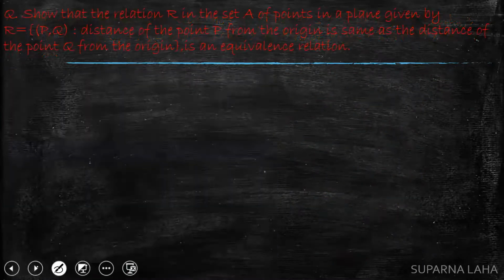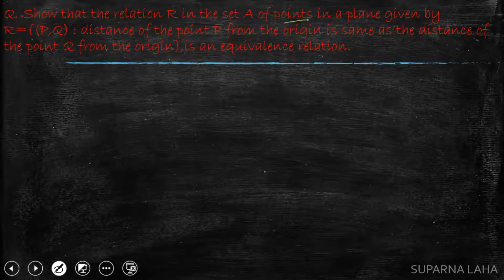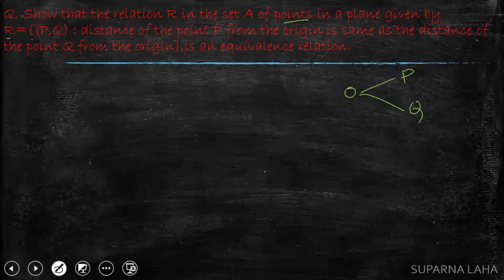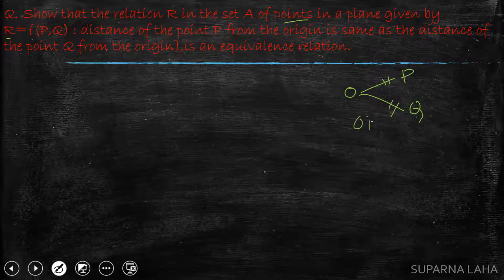Next, here I'm considering the set of points in a plane, and the relation is that the distance of these two points from the origin is the same. Here I'm taking O as the origin and P and Q, these two points in a plane, where OP and OQ are equal. That is, this relation is given in this form.